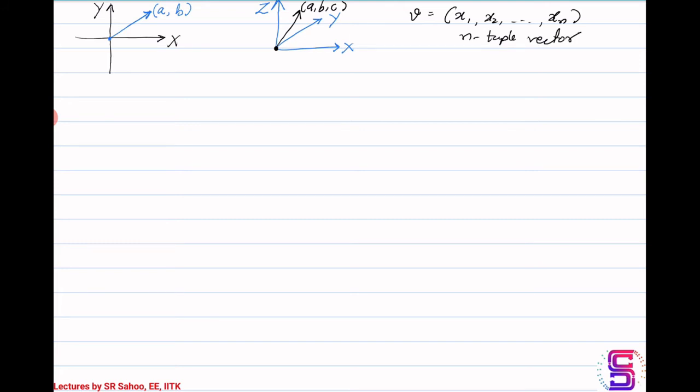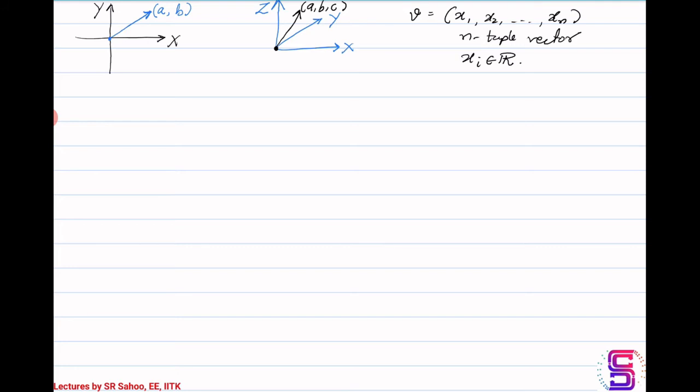How would you have represented this? You would have represented this as xi belongs to R. So you have vectors in R2, R3. You would have probably talked of vectors in R4 when you talk of hyperspace or hyperplanes. You would have talked of Rn and so on.